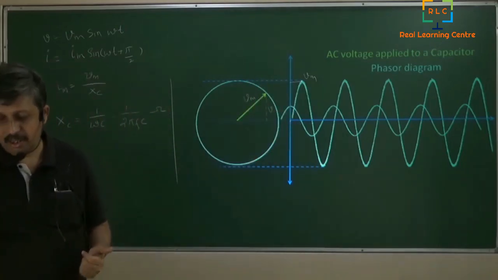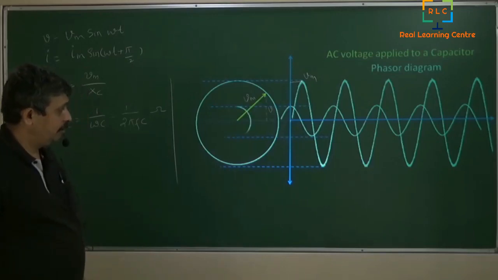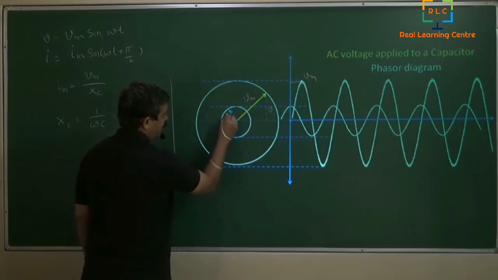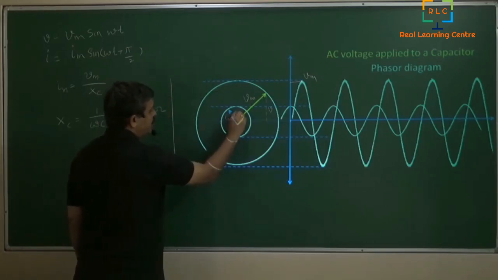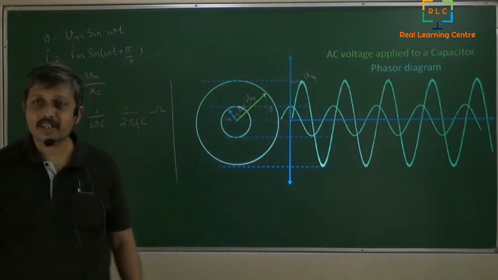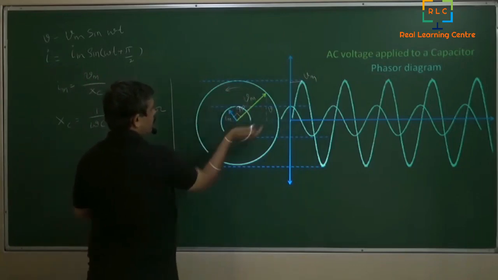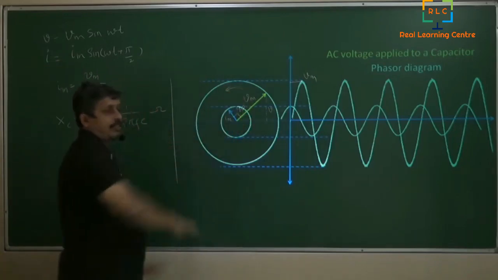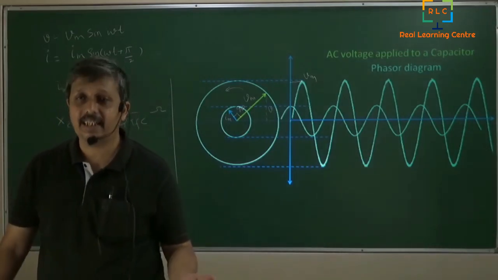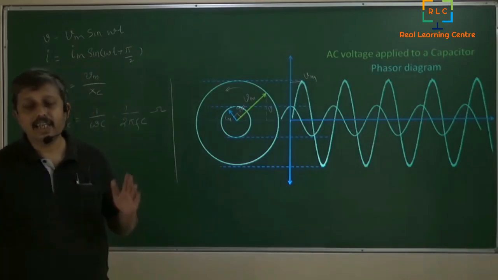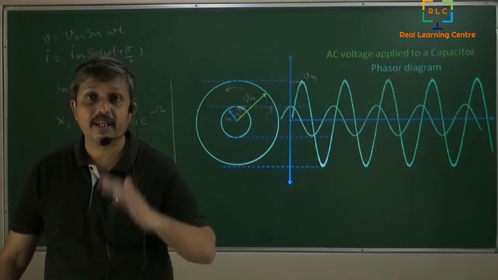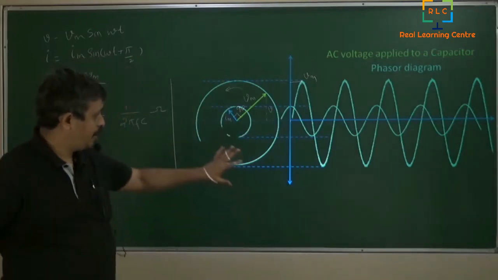So we are going to draw the circle again for the current, and its value here is our Im, and that is leading 90 degrees in the front. When they are both turning around like this, current is leading the voltage, or we can say voltage is lagging the current. So in the case of an inductor, current lags, and in the case of a capacitor, current leads. Okay, in our phasor diagram, that is the meaning.